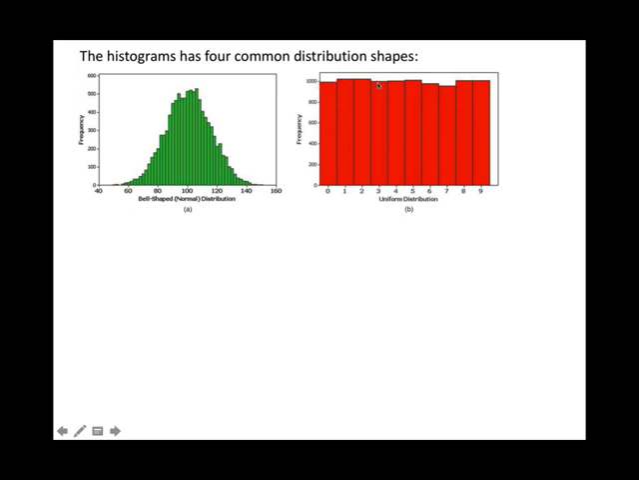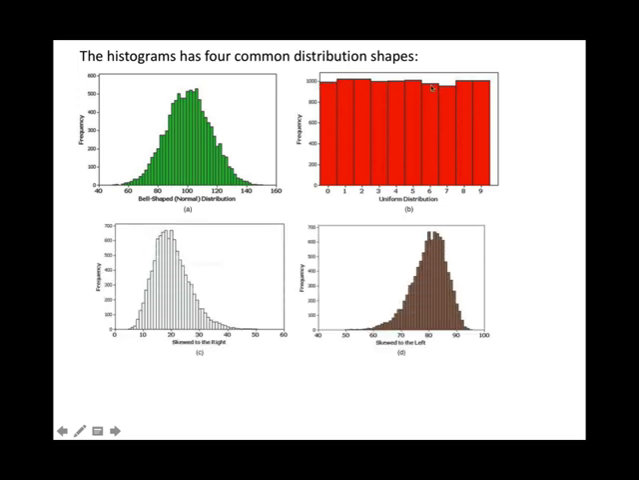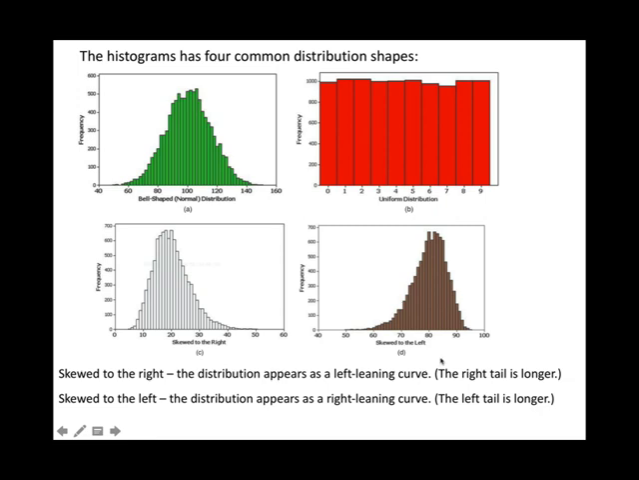The third one is skewed to the right. Skewed to the right means that the distribution appears to have a left-leaning curve, or you could think the right tail is longer. The fourth one is skewed to the left. Same idea: the distribution appears to have a right-leaning curve, or the left tail is longer.